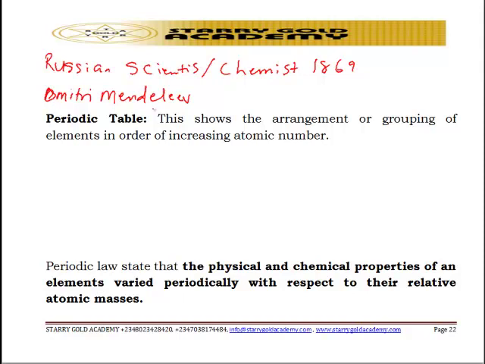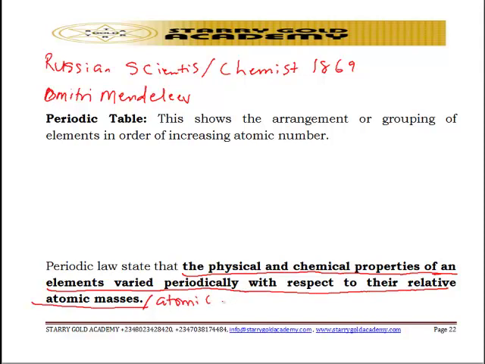With that, he put forward what we call the periodic law. The periodic law states that the physical and chemical properties of an element vary periodically with respect to their relative atomic mass. We can also say with respect to their relative atomic weight. That is the periodic law that Mendeleev put forward.